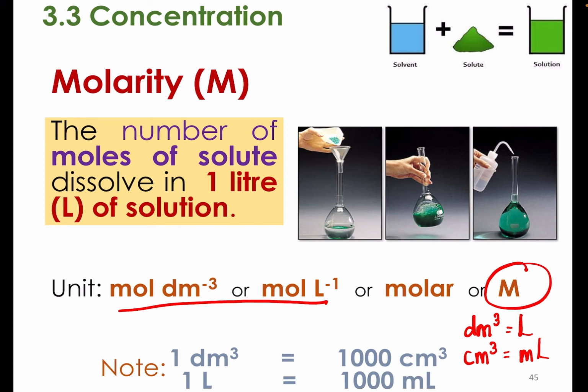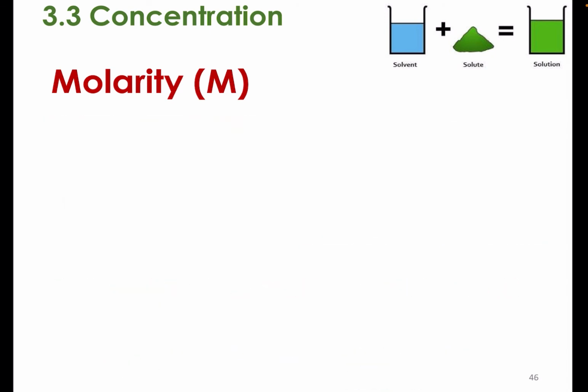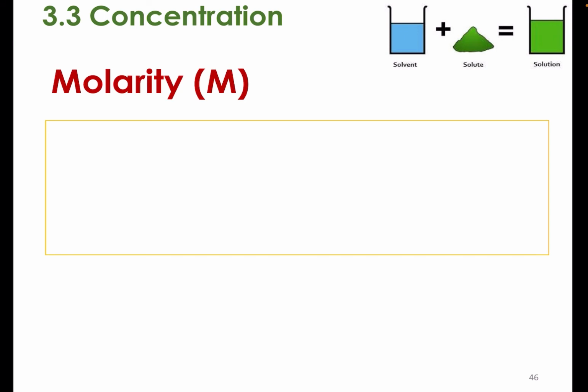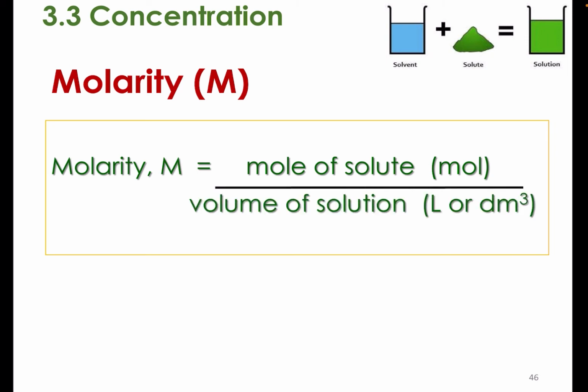Now that you have the definition, of course you want to calculate. So how to do the calculation? Actually, the calculation is based on the formula, and the formula itself comes from the definition. So, to calculate molarity, I write molarity, capital M, equals moles of solute in unit mole over volume of solution in unit liter. And I emphasize here one more time, volume must be in liter.